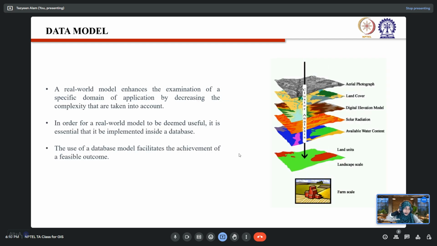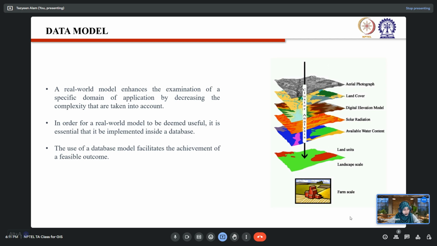So we have already understood a basic layout of a data model. It is nothing but how the real world model, or the real representation of what is present on the Earth's surface at a specific geographical location in a certain time frame, can be represented digitally in the form of a data model through GIS. So a real world model enhances the examination of a specific domain of application by decreasing the complexity that is taken into account.